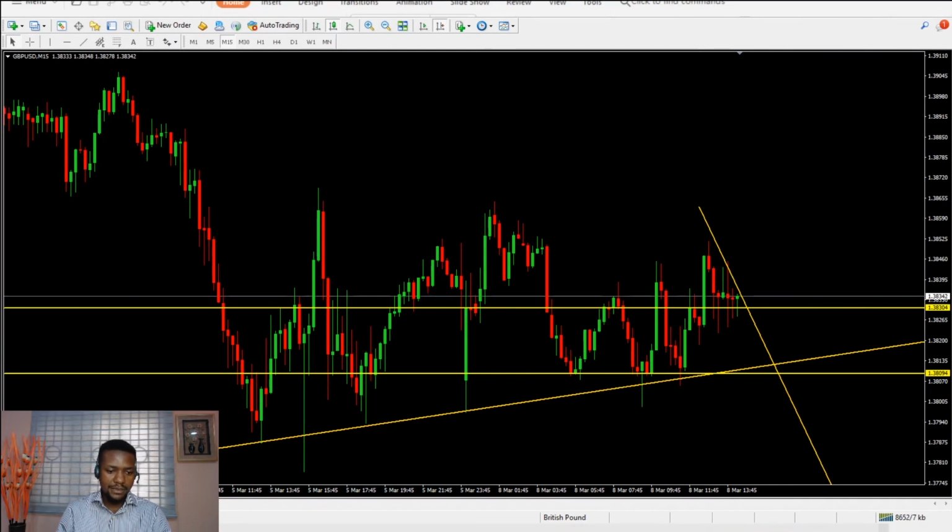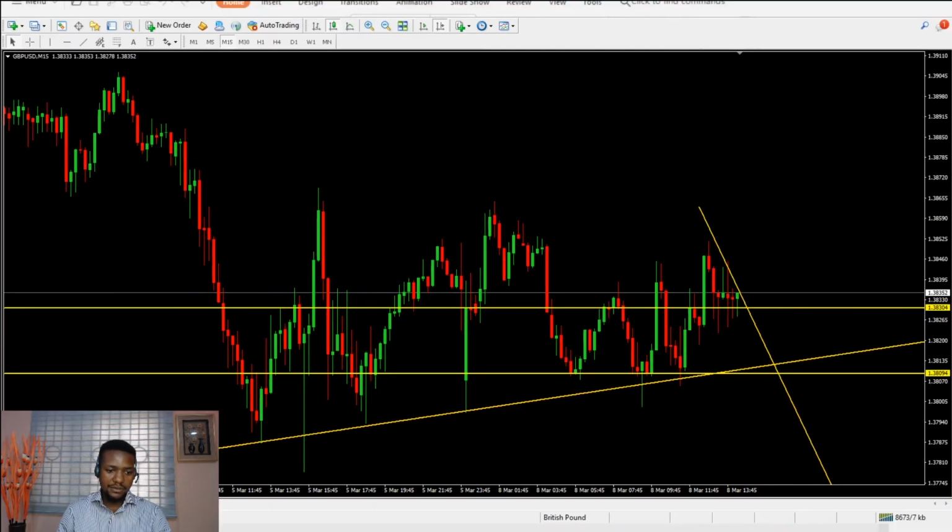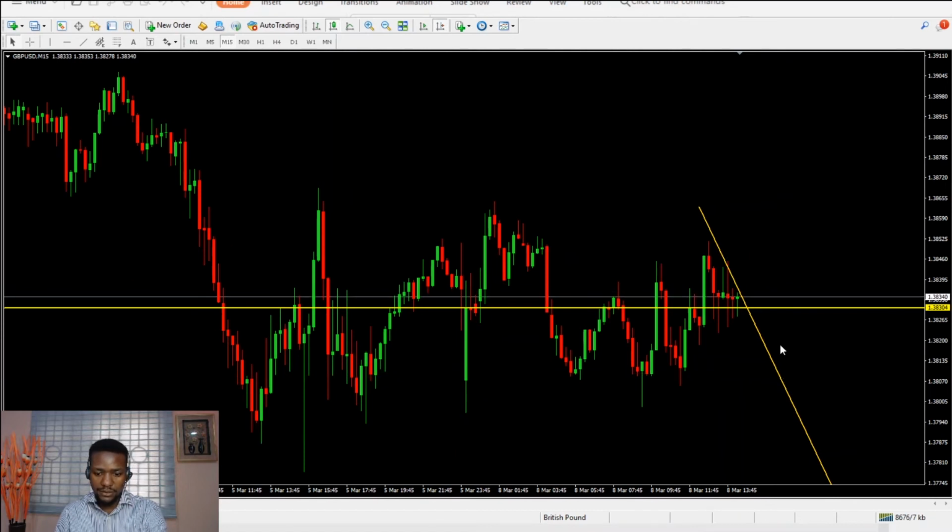So the next on the list, we're looking at buy limits. Limit buy orders are useful when the investor believes, with the help of technical or fundamental analysis, that if the market reaches a certain level price, which is below the current level, then it will go up. So this is another simple one, which simply says when the market reaches a level which is below the current level, then it's going to change direction. So let me show you what it looks like. Now, let me delete these ones.